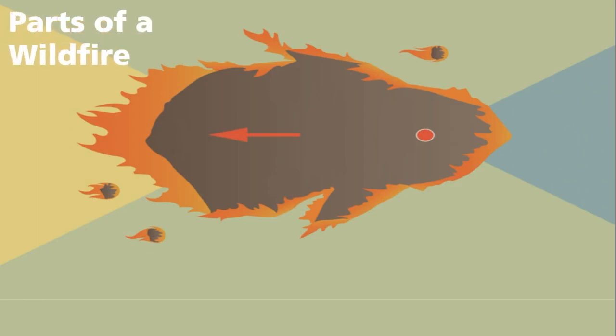There are a specific set of terms used to describe the parts of a fire. The head is the part of the fire that has the greatest rate of spread. It is the direction in which the fire is growing and usually on the downwind or upslope part of the fire. The back is opposite of the head and usually has the slowest rate of spread. It is also known as the heel or the base.